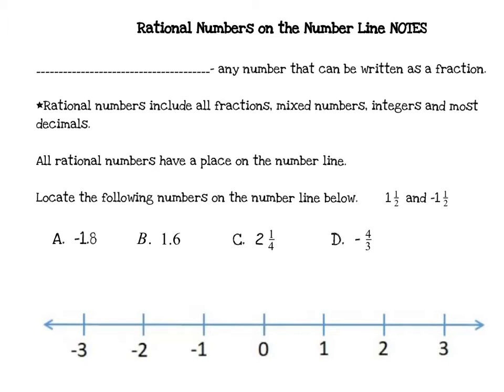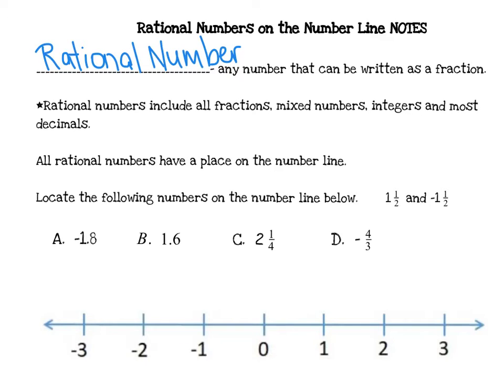Next up, we're going to be talking about rational numbers. Please make sure that you have your notes with me and follow along as we go. So a rational number is any number that can be written as a fraction.